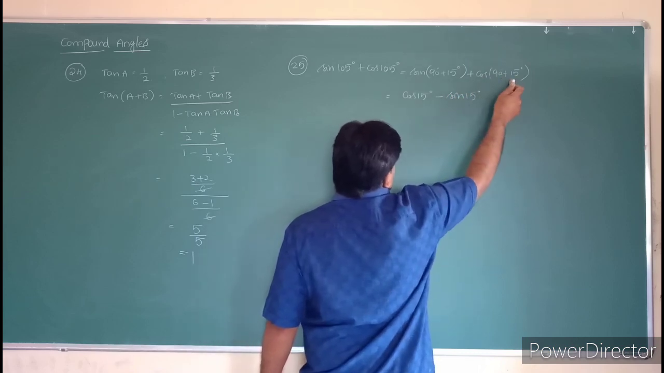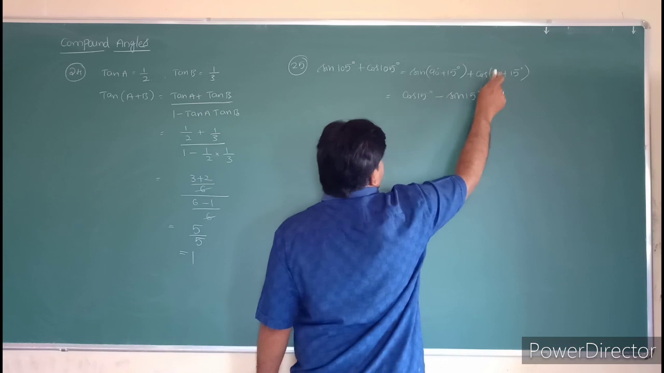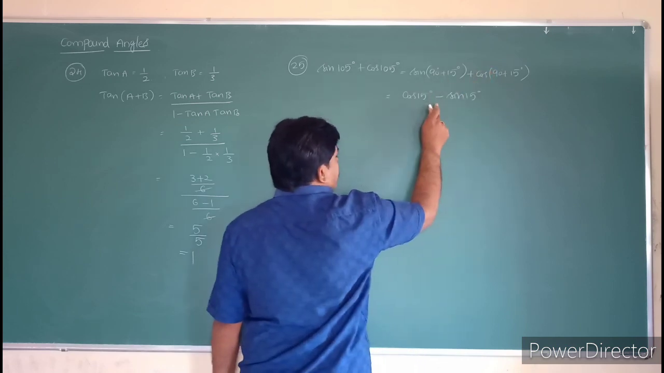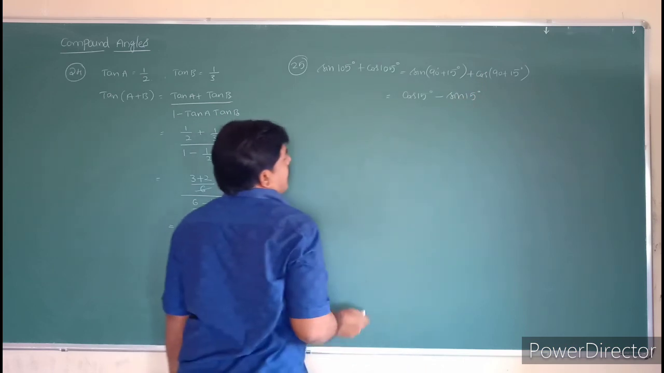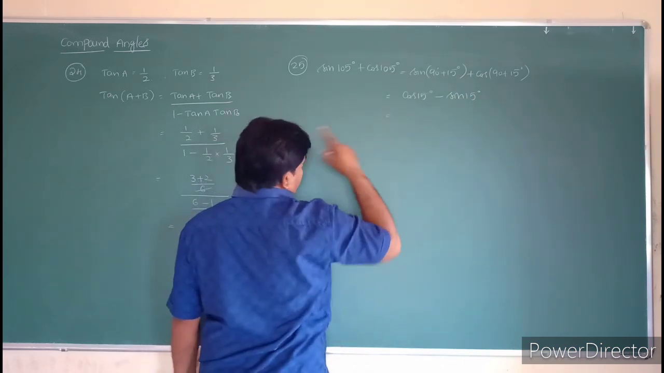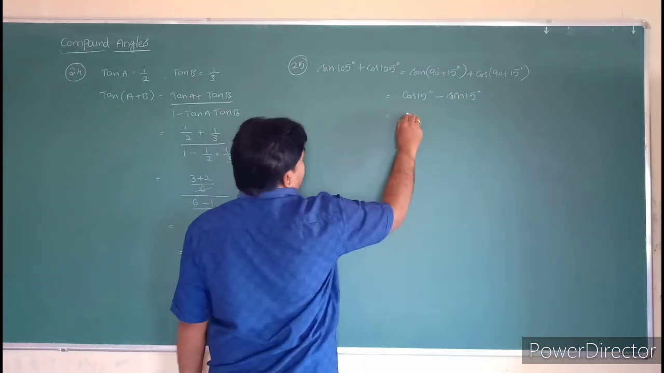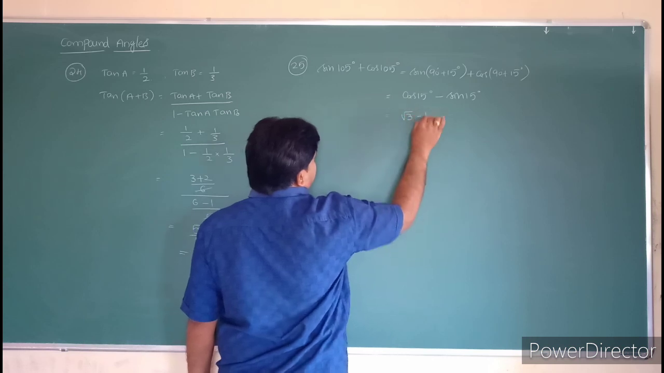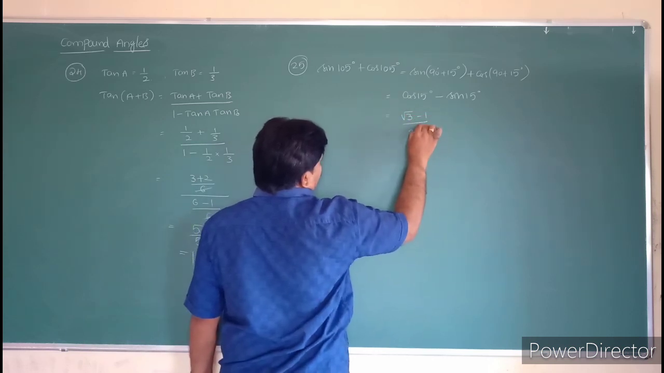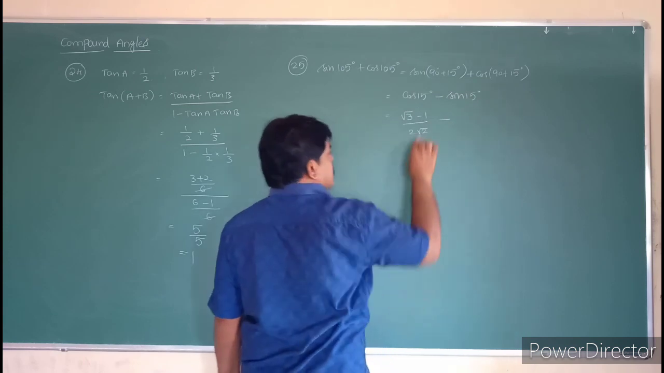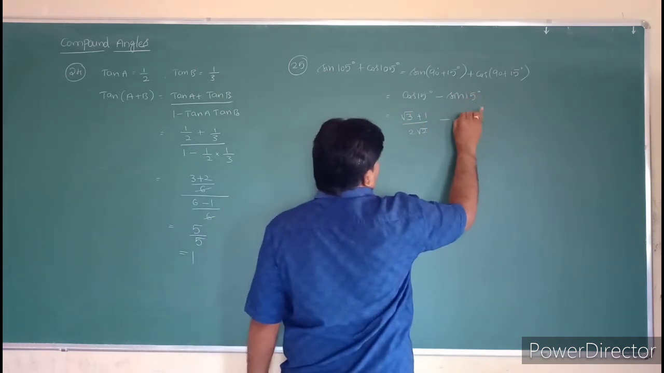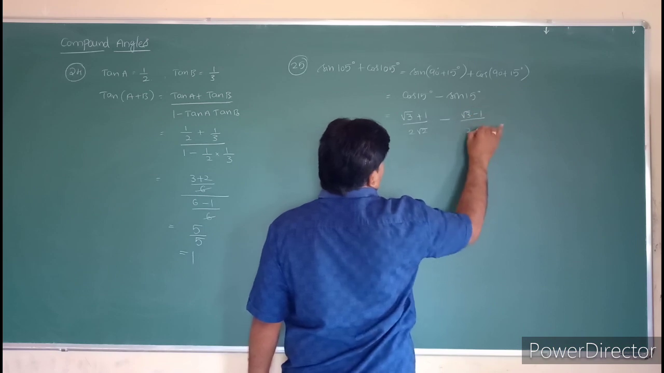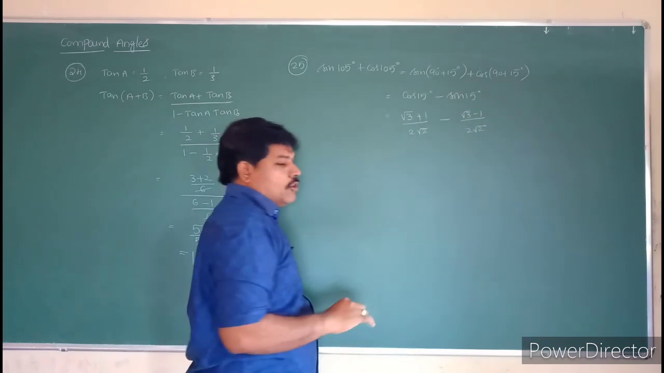Why? Because 90 plus means it is in the second quadrant. In the second quadrant cos is negative, so it will take the minus. 90 is there, so the co-ratio of cos is sin. Okay. So what is cos 15 degrees? Cos 15 is root 3 plus 1 by 2 root 2, minus sin 15, which is root 3 minus 1 by 2 root 2. So what will we do, students?